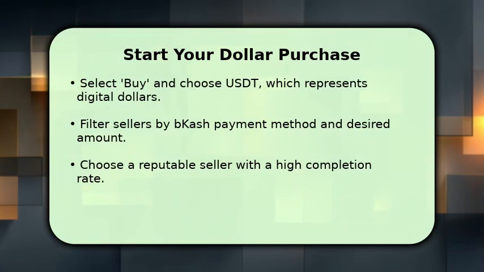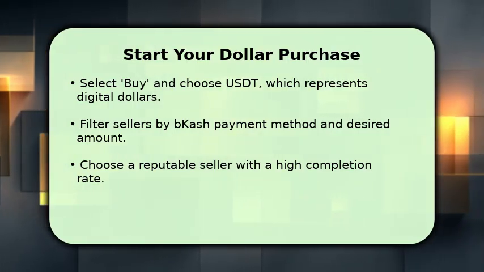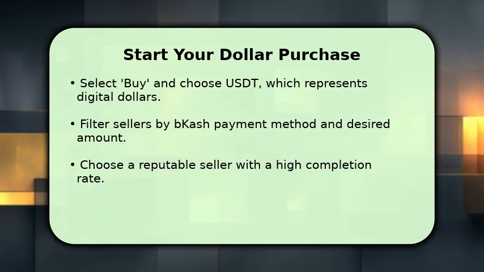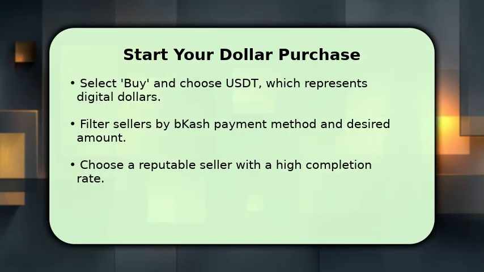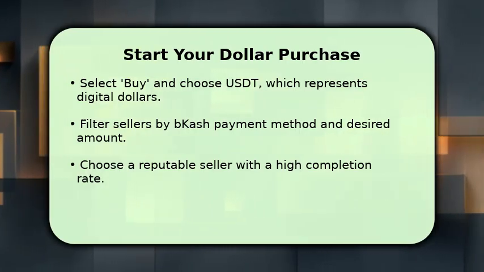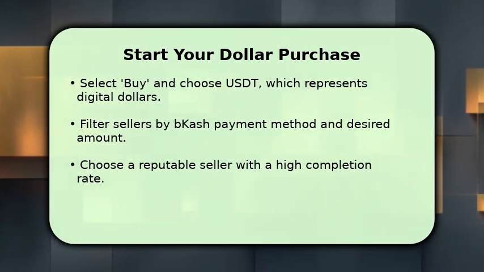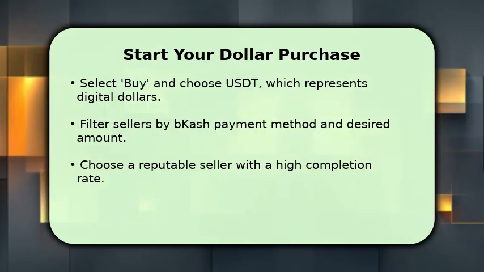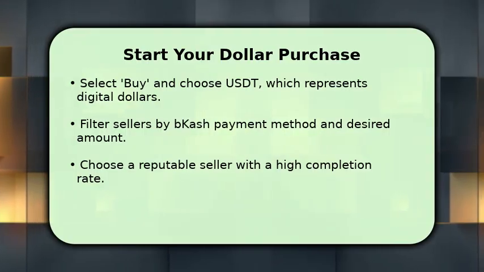Now let's begin your purchase. In the P2P section, select Buy and choose USD, which is the stablecoin equivalent to digital dollars. Filter the available sellers by selecting Bkash as your payment method and inputting your desired amount. Always pick a seller with a high completion rate, ideally 95% or more, and positive reviews. Once you find a suitable seller, enter the amount you want and place your order.